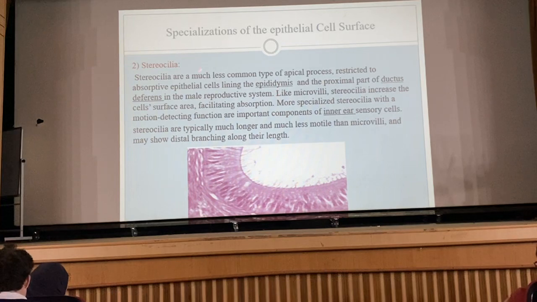Here, its function is to absorb the fluid from the seminal fluid, and the proximal part of the ductus deferens. These two structures are referred to the male reproductive system. Like microvilli, stereocilia increase the cell surface area, facilitating absorption.